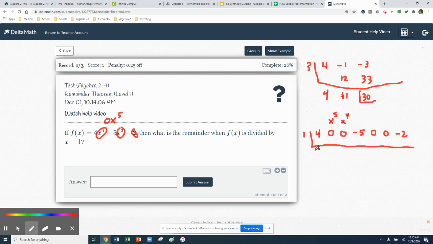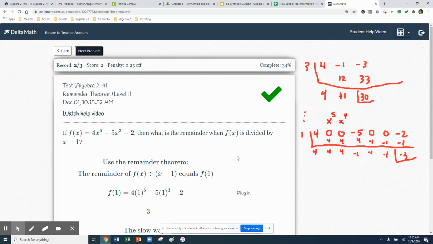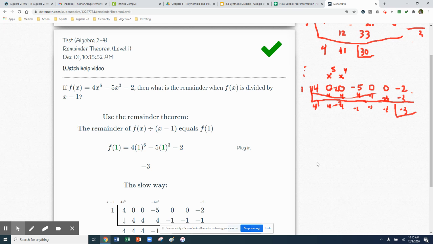Now I'm ready to start doing my synthetic division. I'll bring down a 4. 1 times 4 is still 4. Add that together, we get negative 1, negative 1, negative 1, negative 1. It's kind of weird because I have a 1 here, so 1 times negative 1 is going to be negative 1. Add them together. That's going to make a negative 3 at the end. So I should have a remainder of negative 3 for my solution.